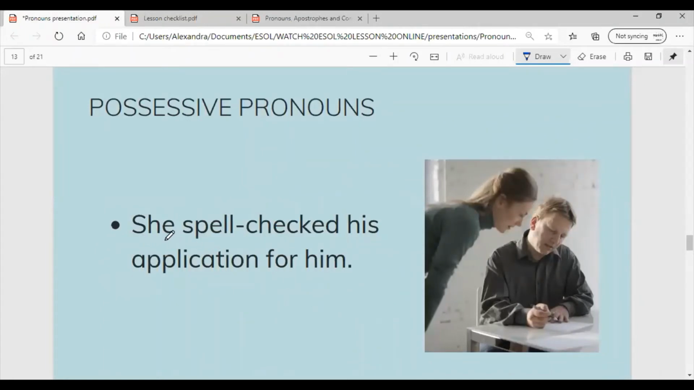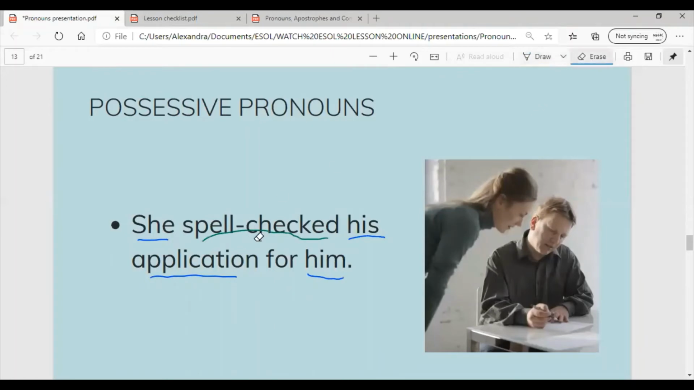So our nouns, remember, we've got she is our pronoun. She spell checked his application. So his is a pronoun too. Application is a noun for him, and this is a person. So application is our only typical noun in this sentence, and she is a singular pronoun describing the lady, and his is a possessive singular pronoun which is describing his application, and him is a singular pronoun which is describing the person.